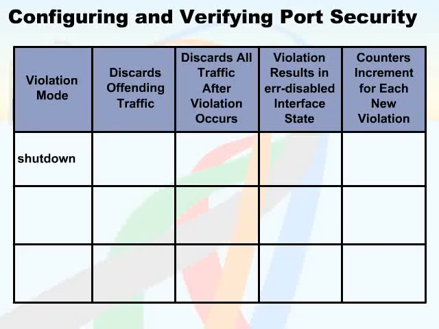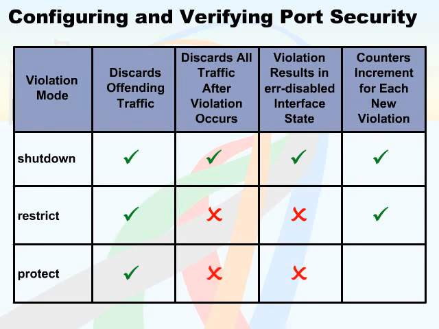In the shutdown mode, the secured port discards the offending traffic as well as all future traffic coming through that port. This results in an error-disabled state and increments the counter for each new violation. Unlike the shutdown mode, in the restrict mode, the secured port only discards the offending traffic and increments the counter for each new violation. The protect mode only discards the offending traffic and does not increment the violation counter.